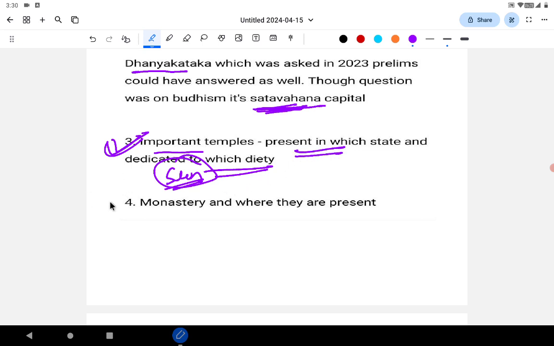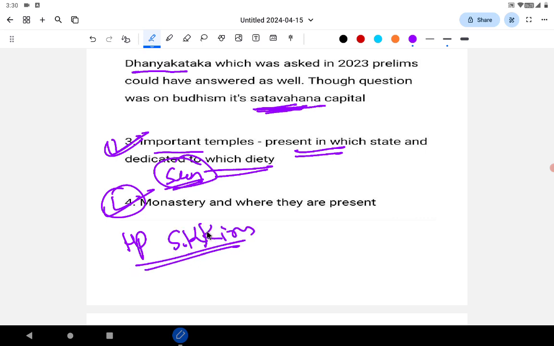Fourth important thing is majorly the monasteries and where they are present today. The monasteries of Himachal Pradesh, the monasteries in Sikkim, etc. Please study about these monasteries and know their present state, where they are present.